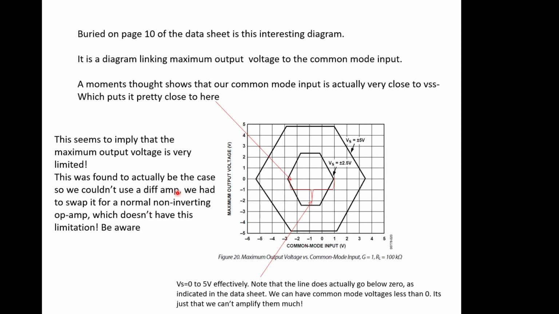So it was a bit of a mess up on our part, really. We couldn't use this diff amp, so we had to swap it for a normal non-inverting op amp which didn't have these limitations, which is a bit sad. All that design effort for nothing, and we had to just throw in an op amp. It actually worked okay in the end, so that was alright. This is an example of a little knowledge being a good thing, but also quite dangerous. A lot more knowledge would have allowed us to design a better, or more professional, circuit anyway. And that's just the dangers of common mode voltage issues with differential amplifiers.